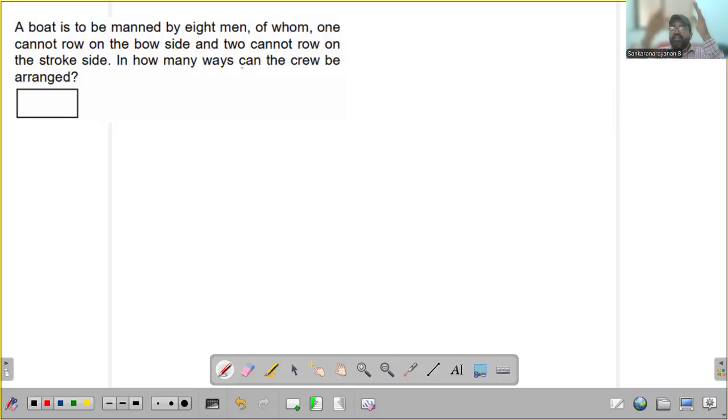I'm sure that you are aware that a boat has got 2 sides. Okay, maybe right and left we can say. So one cannot row on the bow side. What does that mean? It means that that guy will definitely go to the stroke side. So one guy insists that he wants to be there in the stroke side.